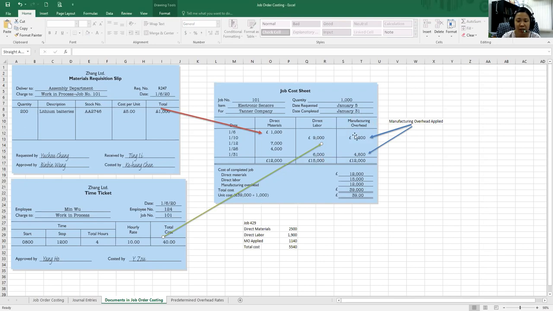Now I want you to pay attention here. This manufacturing overhead is the manufacturing overhead applied. Manufacturing overhead applied is not the actual one, it is the applied one. And we're going to look at how we calculate the applied manufacturing overhead in the next recording. So in the job cost sheet, we will have the total cost of direct material, total cost of direct labor, total manufacturing overhead applied, and then we have the total cost for the job. After you get the total cost for the job, you divide it by how many units you produce for that job, and that will give you the unit product cost. All right, so let's go to the next one.